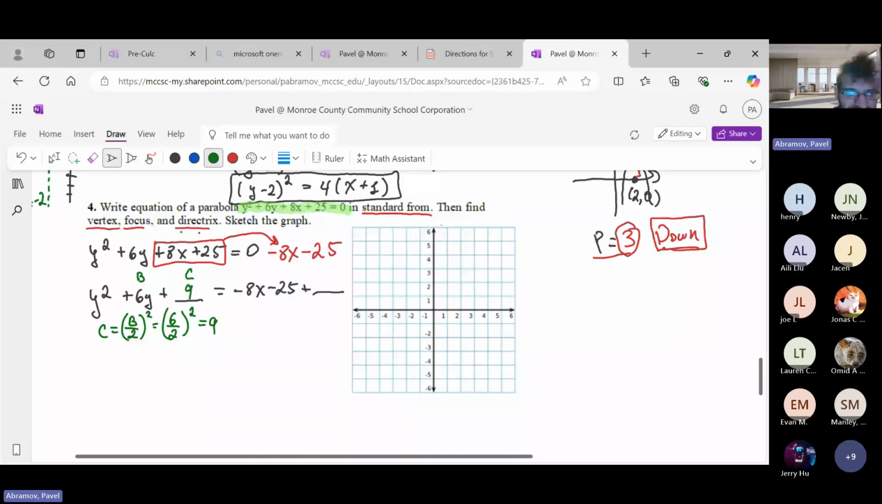And once again, if we add 9 on the left, we have to add 9 on the right. Once we've done this, the expression that I'm highlighting is a perfect square. And just like we've done in class in the previous lesson, we can now condense it into a squared binomial.